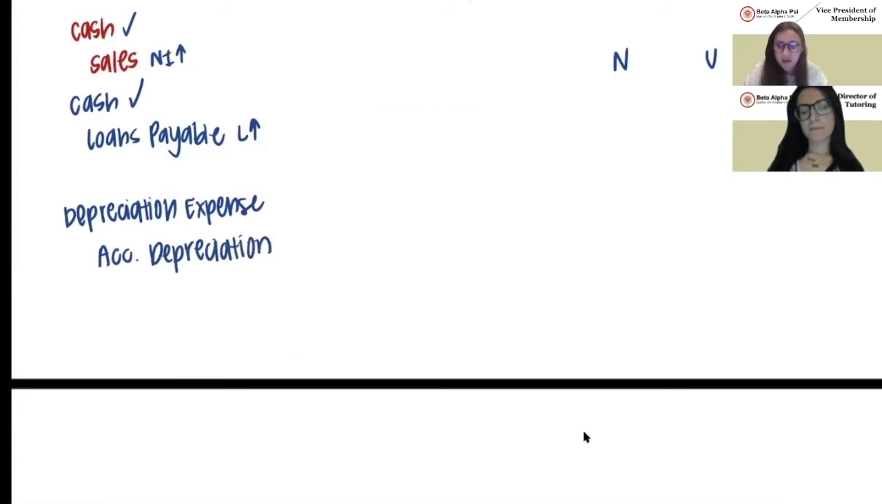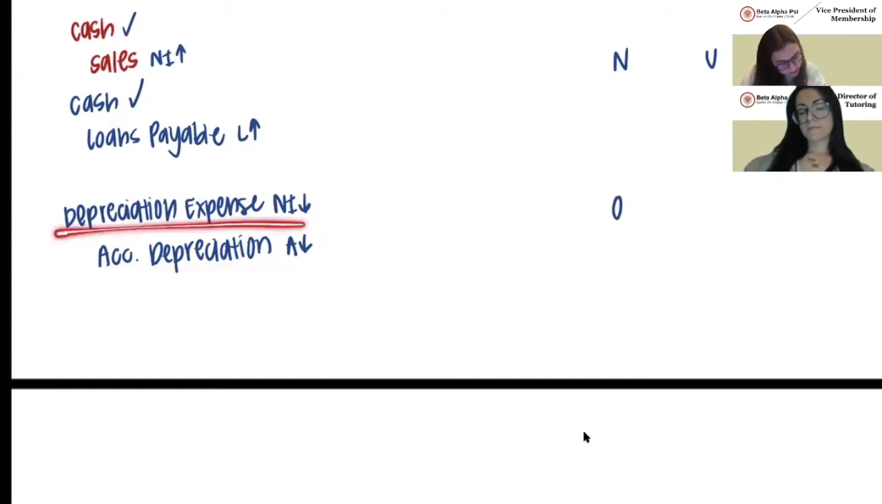So depreciation expense lowers our net income because it's an expense. And now accumulated depreciation is a bit of a tricky one. It's a contra asset, and so it has a normal credit balance. Accumulated depreciation lowers the value of our assets. And so this is going to be an asset that should have been lowered. So now looking at our answer, accumulated depreciation would have lowered our assets. And if our assets were never lowered, then our assets are overstated.